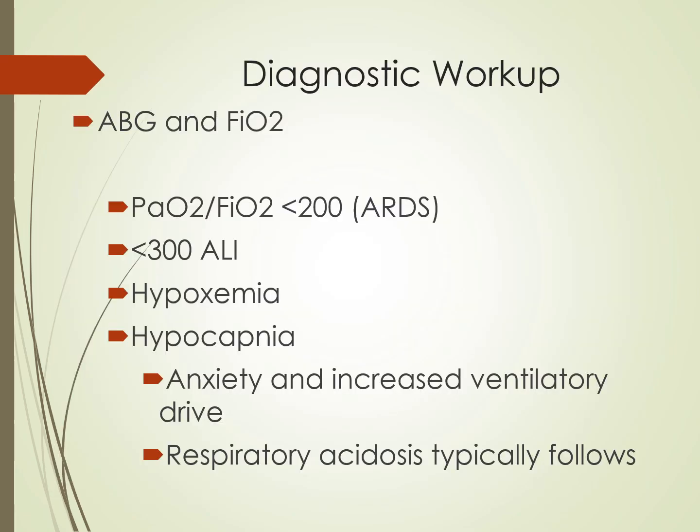Another part of the diagnostic workup is looking at the ABG. And what's really important is to look at the PF ratio. The PF ratio, as you know, is your PaO2 divided by your FiO2. If your value is less than 200, you have ARDS. If your value is less than 300, you have acute lung injury.